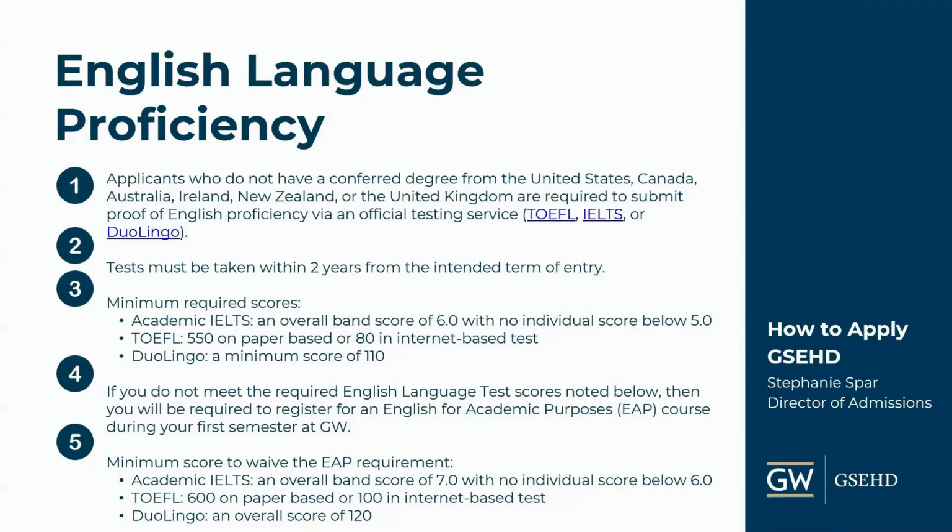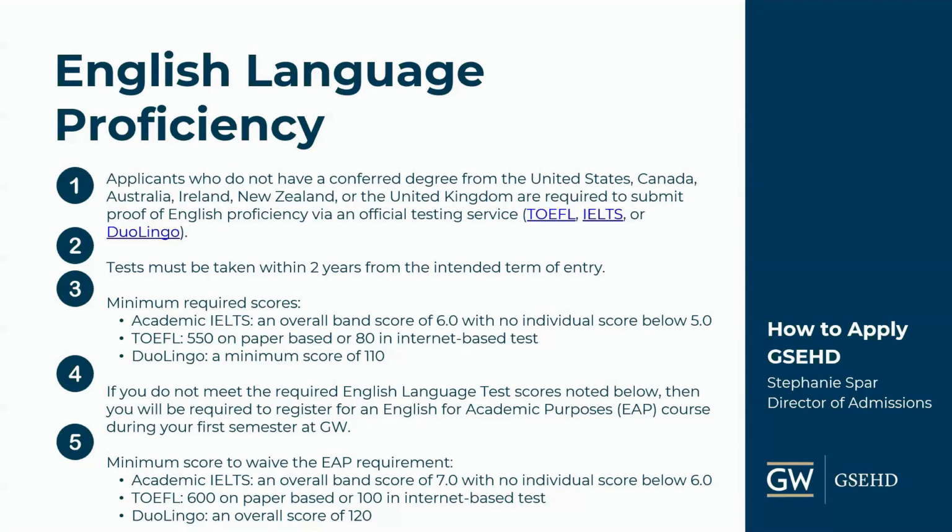If you have additional questions about what that looks like, we can definitely answer those towards the end of the presentation. But just to go over what the screen shows, the test must be taken within 2 years of your intended term of entry. So if you're interested in fall of 25, we would have needed you to take the test between fall of 23 and now. Anything taken before fall of 23 would not be able to be accepted, unfortunately. The minimum required scores are listed here. They're pretty straightforward in reference to what we need from you all in reference to those scores.